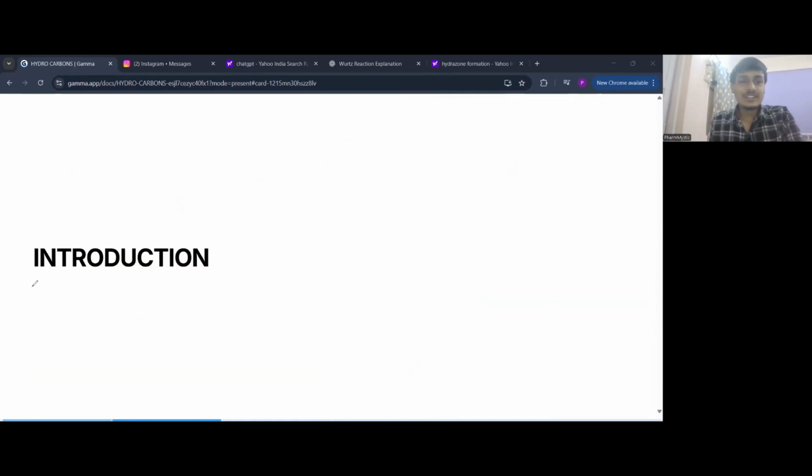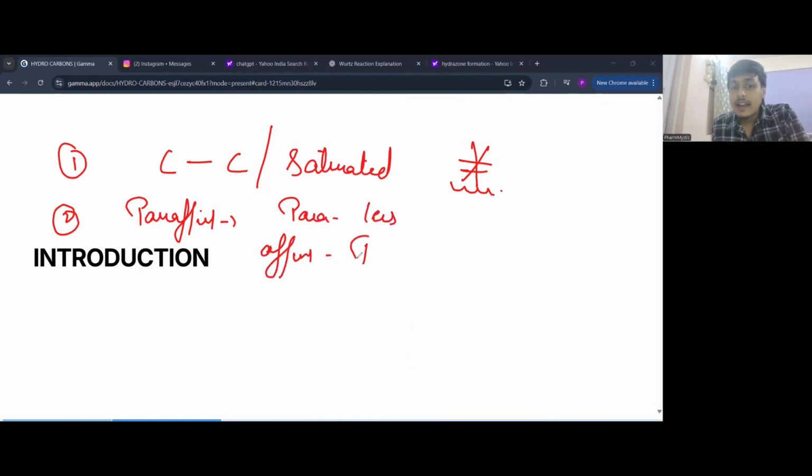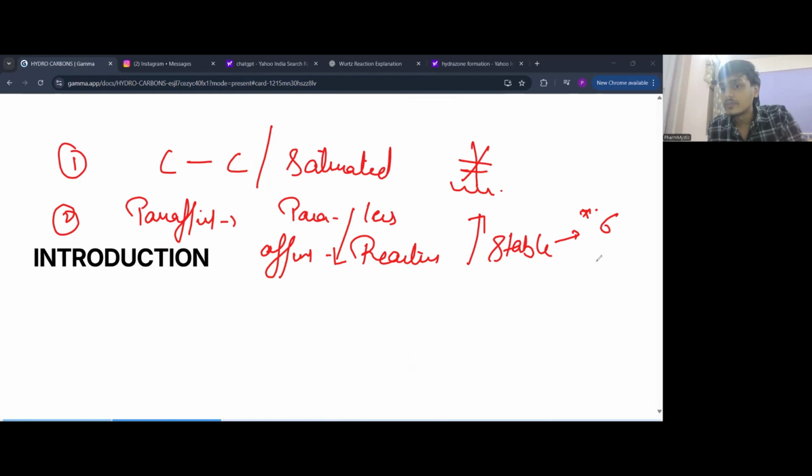So let's start with the introduction. We know that alkanes are the hydrocarbons containing carbon-carbon single bonds. That is, they are saturated compounds. It means there is no unsaturation in them. Second, they are also known as paraffins. Para means less and affine means reactive. They are less reactive compounds. Ultimately, it means they are highly stable. Why are they stable? Due to the presence of sigma bonds in them.